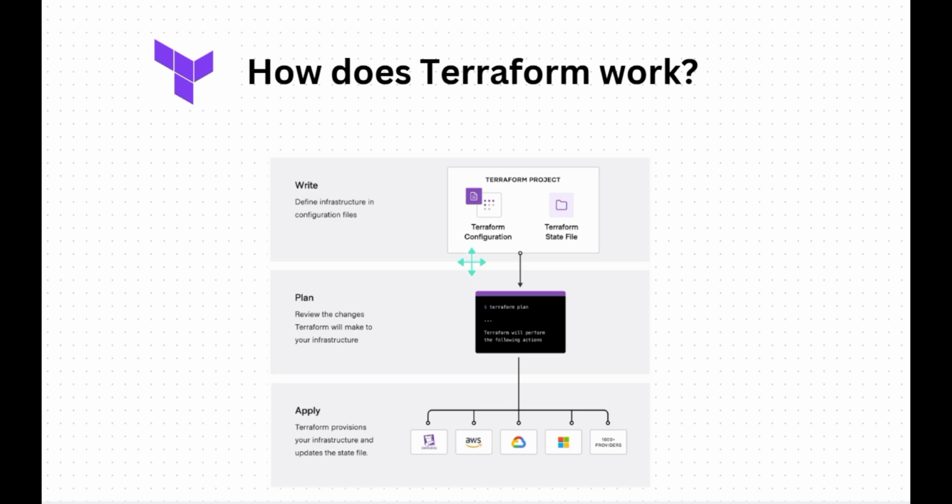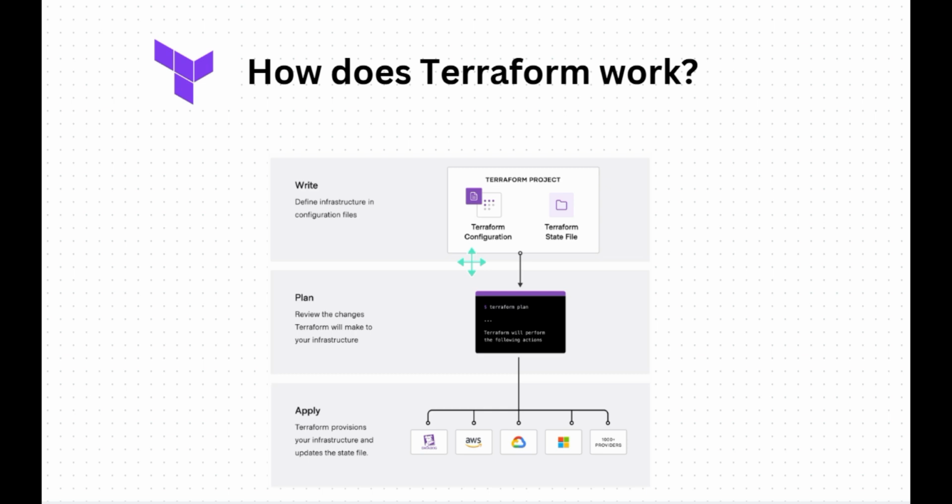Now the second stage is plan. We are creating the execution plan. In this stage, Terraform analyzes the configuration file and compares it to the existing infrastructure. It generates the execution plan which details, for example, what new resources will be created, what existing resources will be updated, what resources need to be destroyed, and many more. These steps help to review the changes before applying them to avoid unexpected modifications.